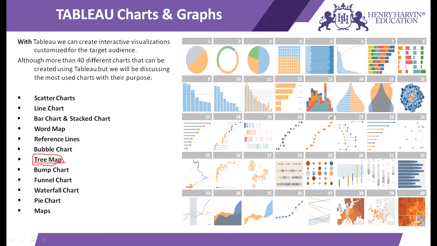A tree map usually looks like this. Tree maps or heat maps are almost comparable. Both are used to show the relationship between a dimension and a measure. Without much ado, let me show you how to create a tree map.